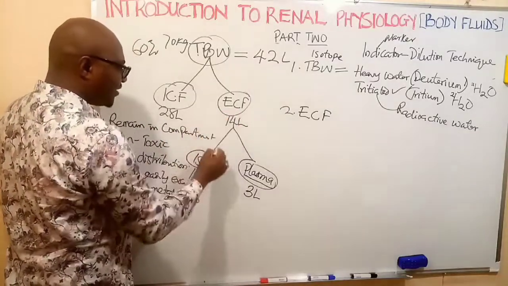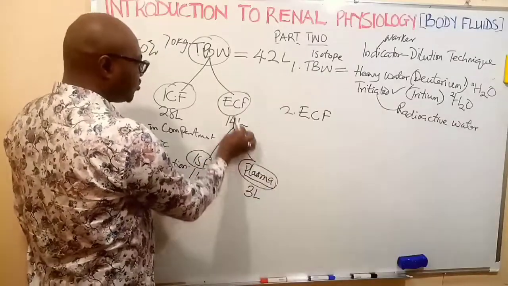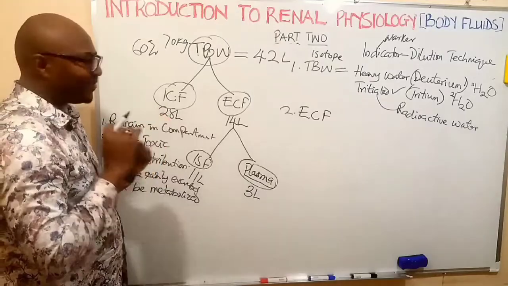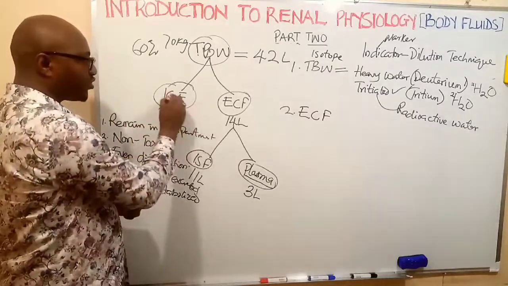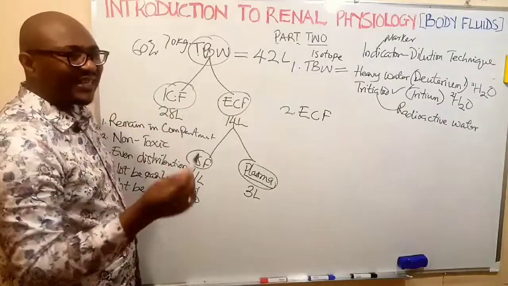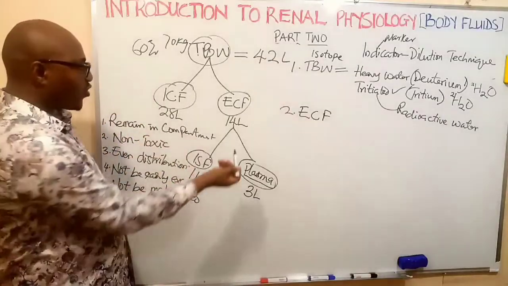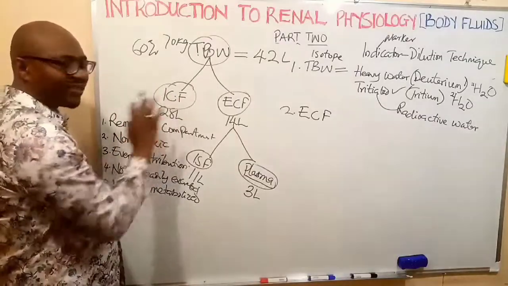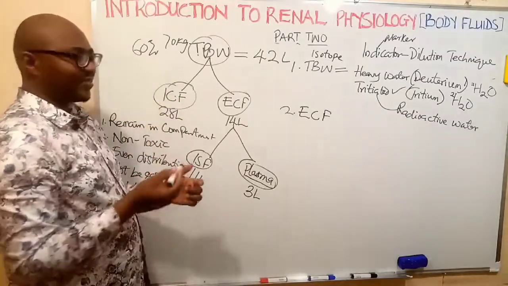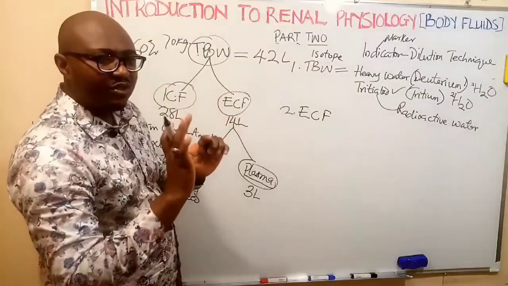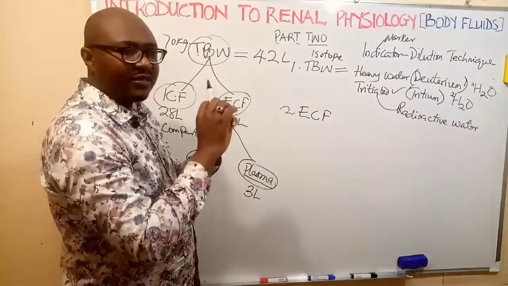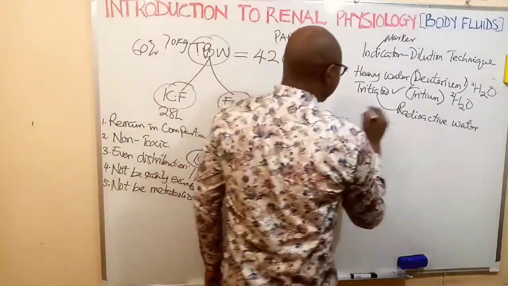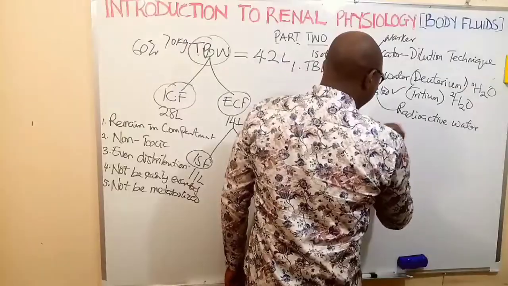So we are measuring this. Okay? Because this one comprises of this and this. So this one goes to the ECF. But it must remain in the ECF. It cannot cross. So we are going to take a substance that is incapable of crossing the cell membrane to gain access into the intracellular fluid. Okay, that substance is radioactive sodium. Radioactive so that it can differentiate it from the normal sodium in your body. So we use radioactive sodium.